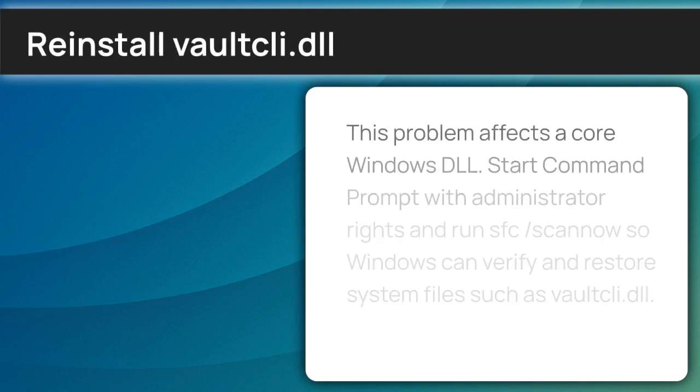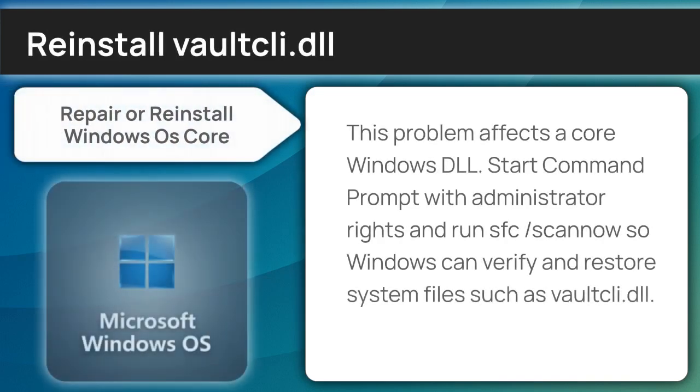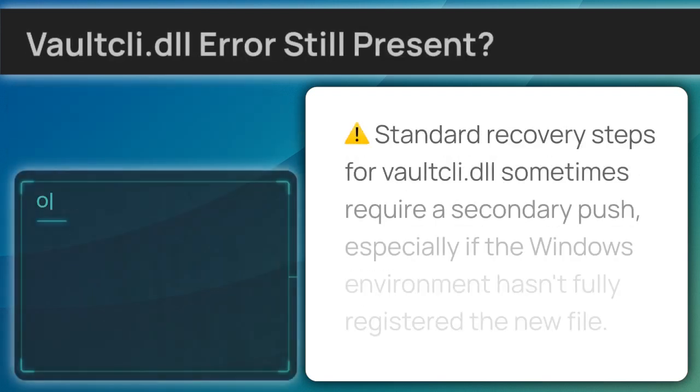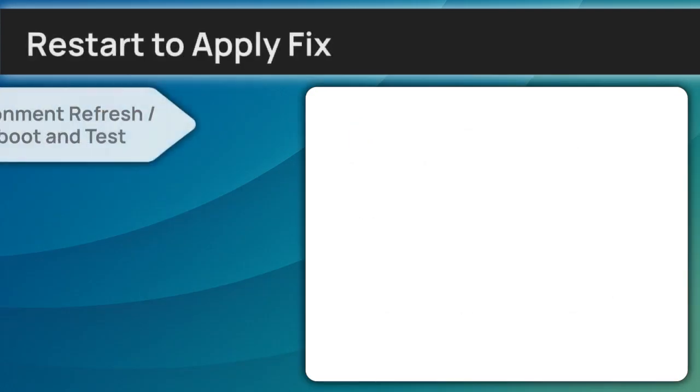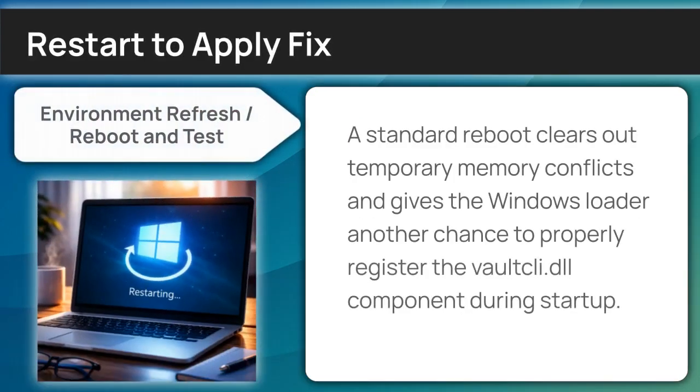This problem affects a core Windows DLL. Start command prompt with administrator rights and run sfc /scannow so Windows can verify and restore system files such as Vault client. When a standard software refresh isn't enough, we need to bypass the automated installers and look at manual system state resets. If your system has been running for an extended period, a reboot might be necessary to resync your background processes and clear any temporary locks on the Vault client file.